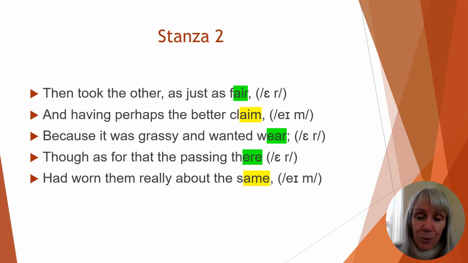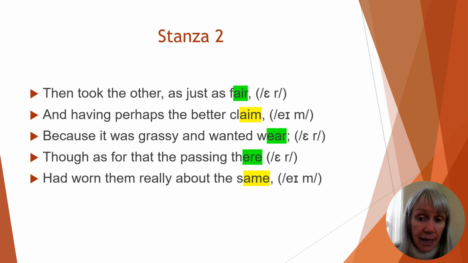So the first sound we're hearing at the end of the first line in that rhyme is air. I hear air in fair. I hear air in the third line, where. I hear air in there. There, where, there all have that air sound, and you see the phonetic symbols related to that sound.